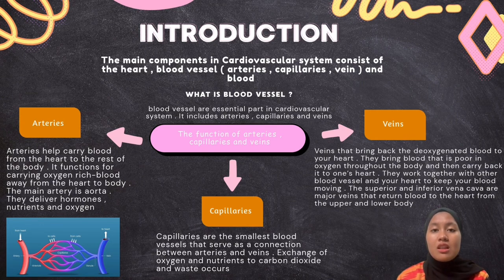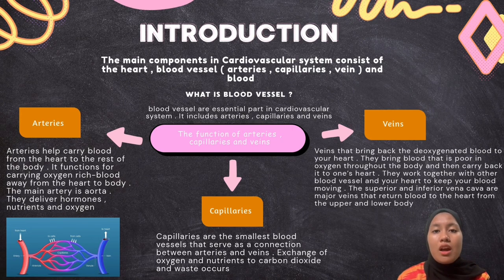In addition, capillaries are the smallest blood vessels that serve as a connection between arteries and veins. Exchange of oxygen and nutrients for carbon dioxide and waste occurs there. Next, veins bring the blood back to your heart. They carry blood that is low in oxygen from throughout the body back to the heart. They work together with other blood vessels and your heart to keep your blood moving.